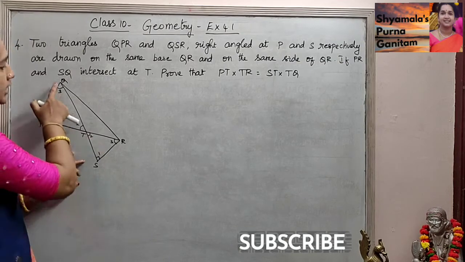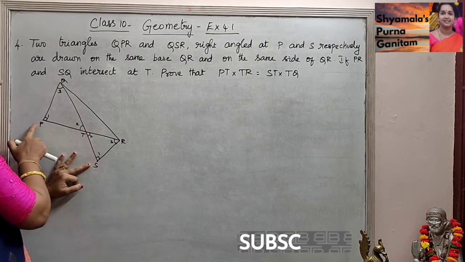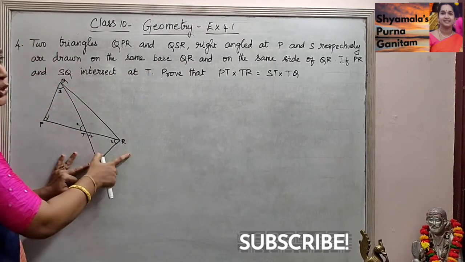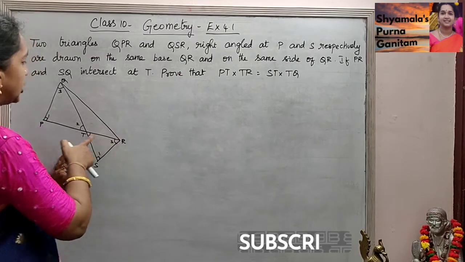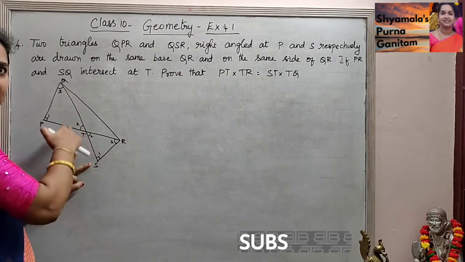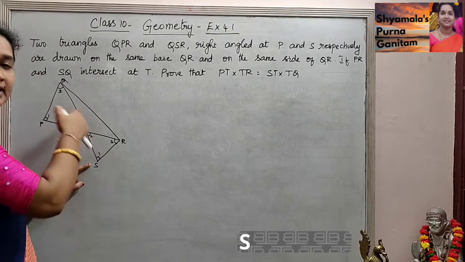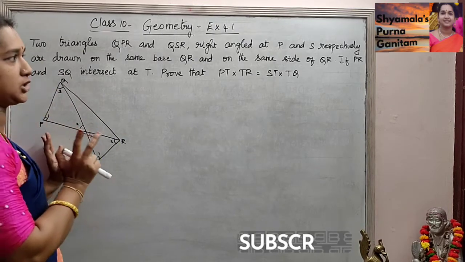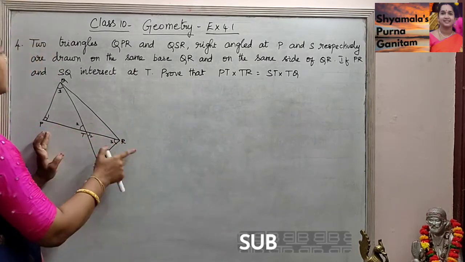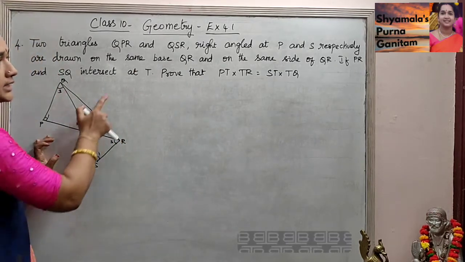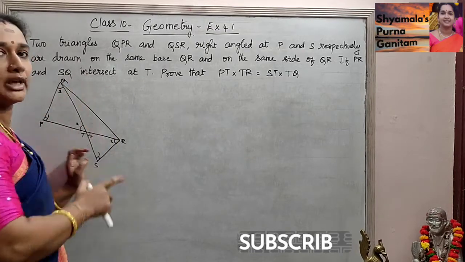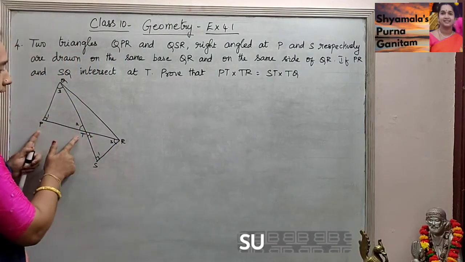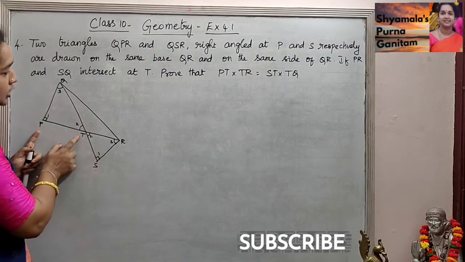Two triangles QPR and QSR, right angled at P and S respectively, are drawn on the same base QR and on the same side of QR. Both on the same side and taking that as the base, they are drawing two right angled triangles, right angled at P and S respectively. If PR and SQ intersect at T, prove that PT into TR is equal to ST into TQ.